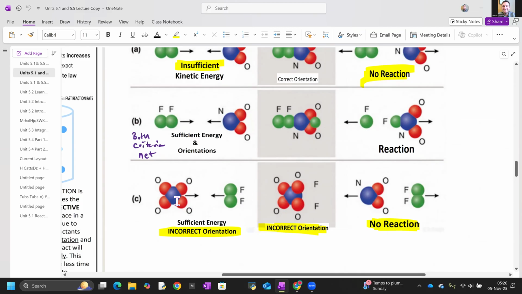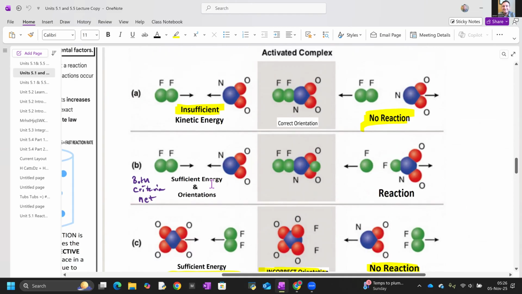And because the orientation of the molecules when they do collide will not produce a product, we would say also no reaction. So both have to be true. The particles have to collide with sufficient energy. So here these are saying this is going to collide with sufficient energy. They're in the correct orientation.